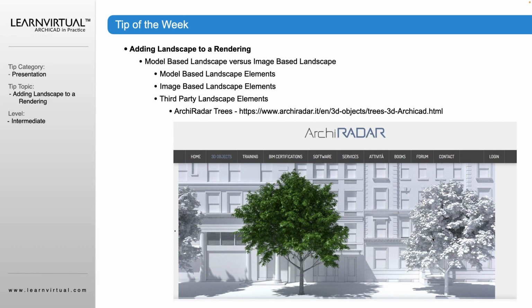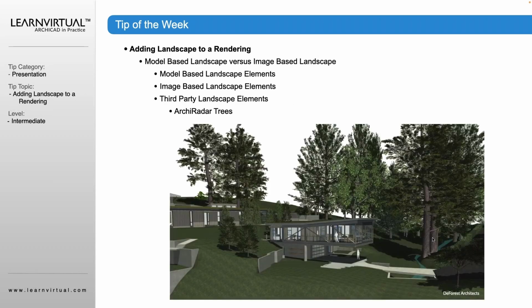Another option is to use ArchiRadar. ArchiRadar has some amazing trees that you can download and bring into ArchiCAD. If you've not done that before or don't know about this, it's archiradar.it, because it's from Italy. And just go to their 3D trees section. And this is a good example.